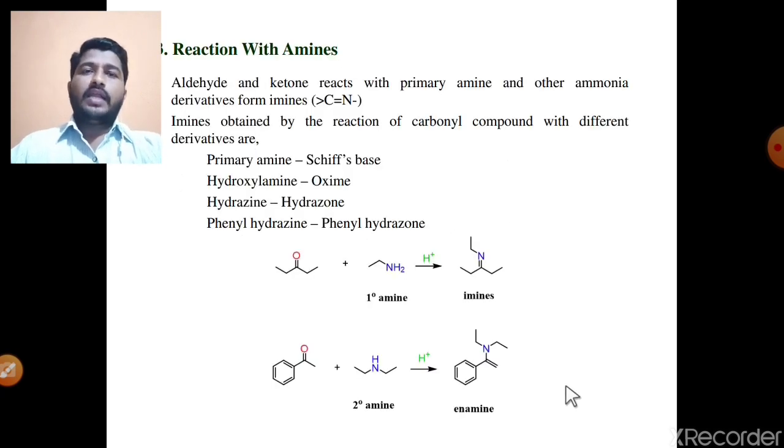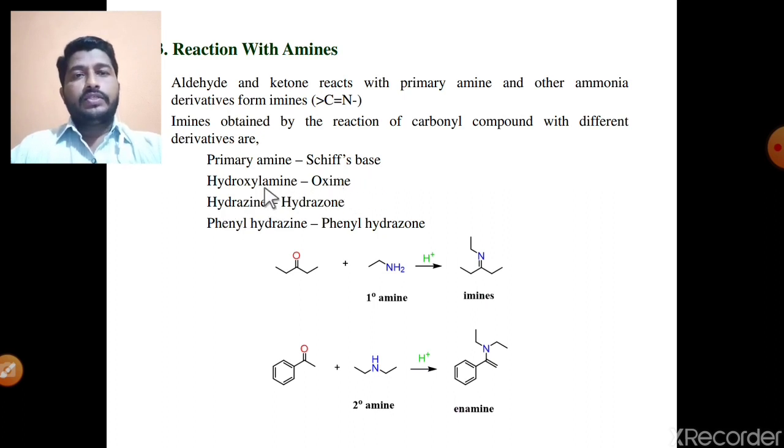Okay, then the third reaction is the reaction with amines. When aldehydes and ketones react with primary amines and other ammonia derivatives, they give an imine derivative, meaning an imine product. And when an aldehyde or ketone reacts with a secondary amine, it gives an enamine derivative. So imines are obtained by reaction of carbonyl compounds with different derivatives. See, these are the different derivatives. A carbonyl compound in the presence of a primary amine gives a Schiff base. A carbonyl compound in the presence of hydroxylamine gives an oxime derivative.